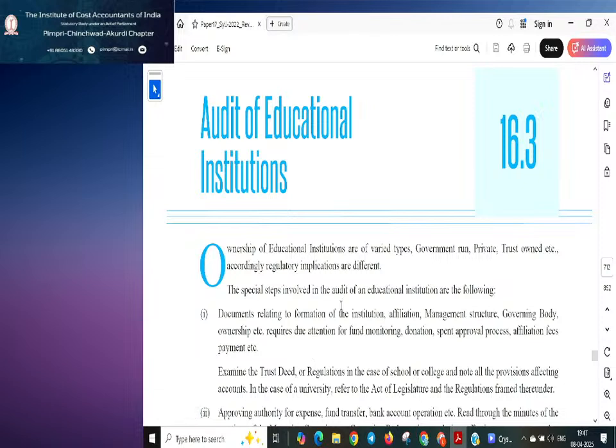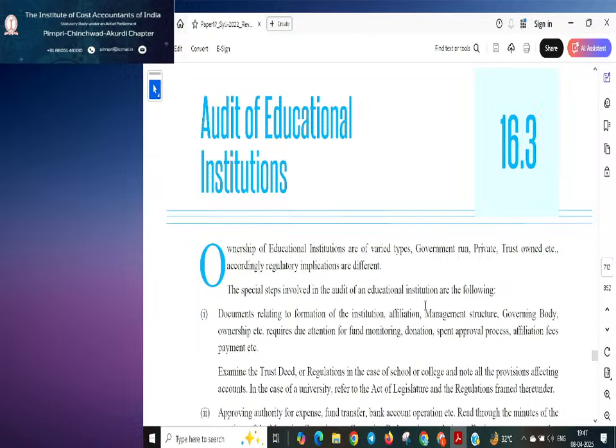Ownership of the educational institution is the first thing that comes into the picture, whether it is government run, private, or trust owned, etc., because each will have its own regulations. Of course, statutory compliance with regard to safety standards, that is also important. Whichever kind of organization we take, let it be a hotel or even a hospital, you can include it there. That is also important.